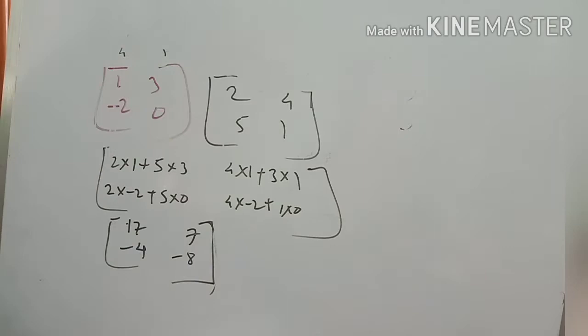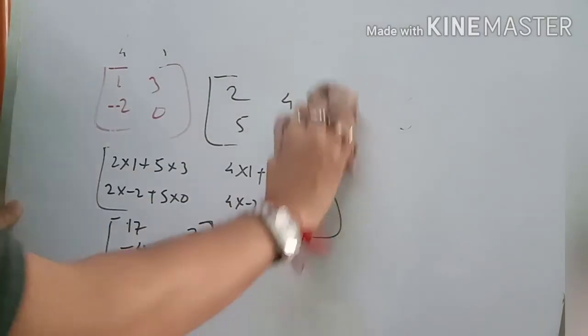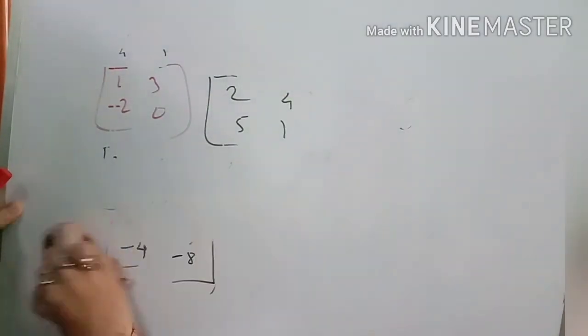It was 2 cross 2 with 2 cross 2. So let us take a bigger one. Let me increase one more column, let me add one more column to it.